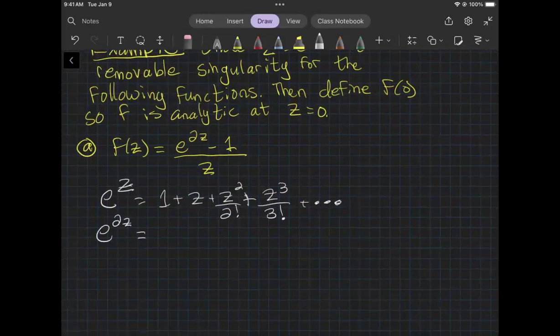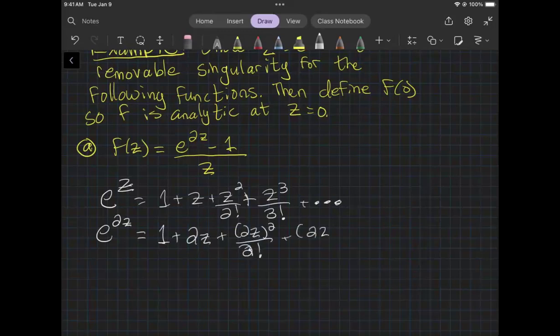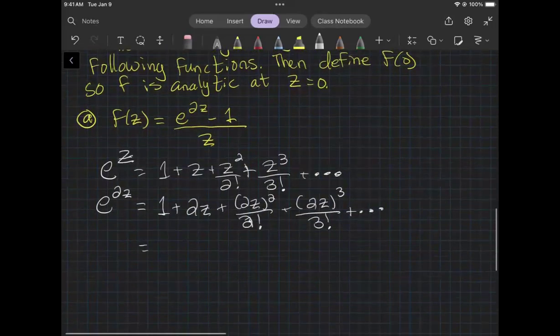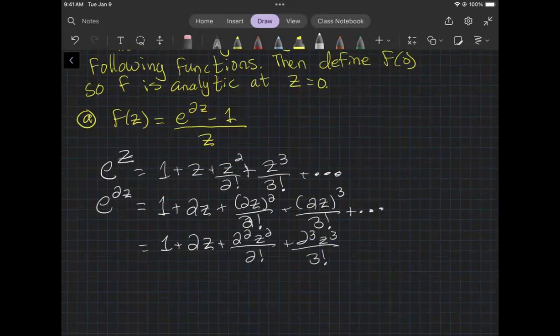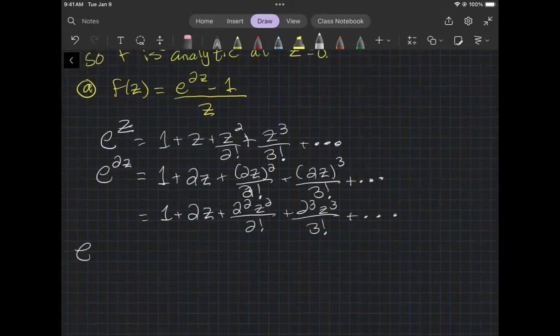And so if I want to figure out a series expansion for e to the 2z, well, just plug in 2z for each z term in the previous sum. So it's just 1 plus 2z plus (2z) squared over 2 factorial plus (2z) cubed over 3 factorial plus, this pattern keeps going. And so this equals 1 plus 2z plus 2 squared z squared over 2 factorial plus 2 cubed z cubed over 3 factorial plus that keeps going. And so e to the 2z minus 1, well, this essentially equals the sum that we found.